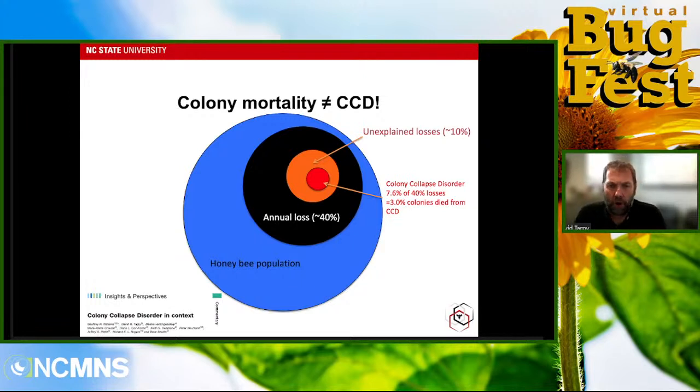So all the colony mortality, the reason why honeybee colonies are dying off in unsustainable numbers, is not synonymous with colony collapse disorder. They're not one and the same. There are many reasons why colonies are dying off. Not all of them are CCD. In fact, most of them are not.